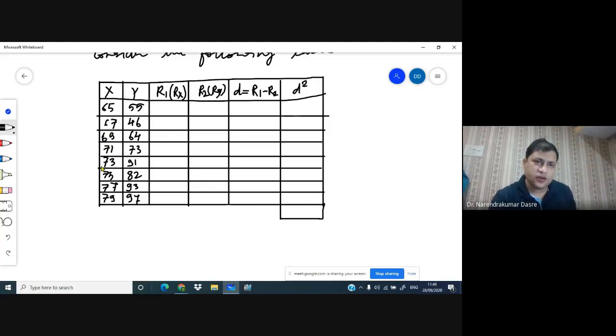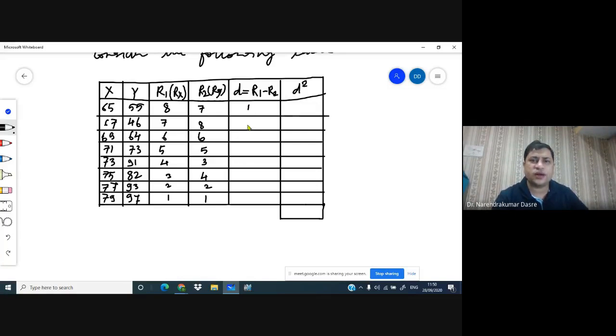So as we have decided, maximum marks better rank. Okay. So this will be 1, 2, 3, 4, 5, 6, 7, and 8. Now, in this case of Y, we have to be careful. So 97 is 1, 93 is 2, then 91 is 3, 82 is 4, then we have 73, 5, 64, 6, this is going to be 7, and this is going to be 8. Okay. And now we want the difference between these two ranks.